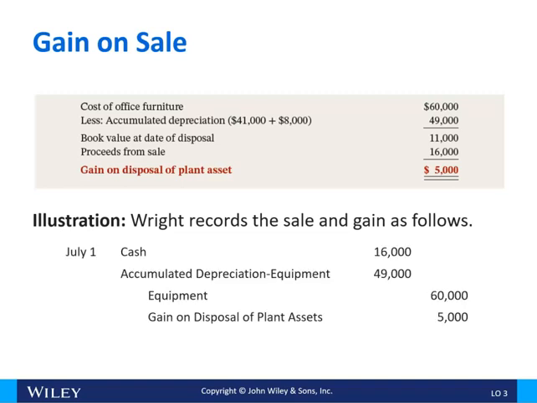We record the entry as follows. We're going to debit cash the 16,000. That's what we received. We're going to debit our accumulated depreciation for what that balance is on this piece of equipment, $49,000. Credit the equipment account for the cost, $60,000. And we have a gain, so we credit the gain on disposal of plant assets of $5,000.